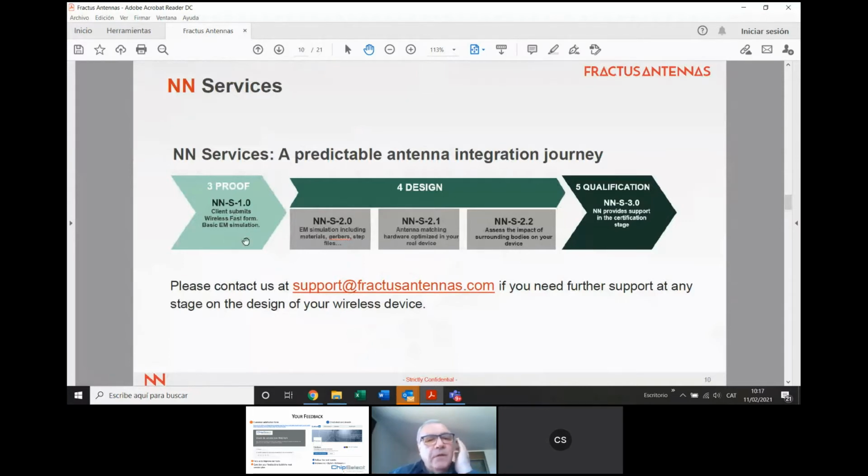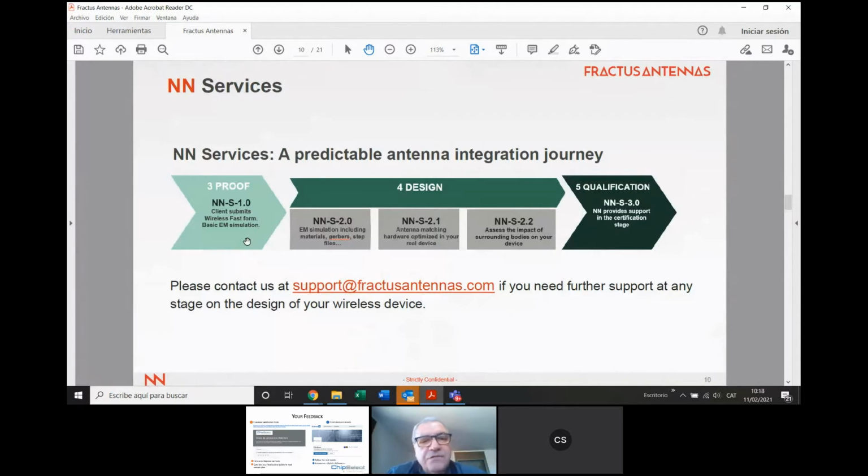The first part is a basic service where we are just making some design recommendations and some simulations on the customer PCB, with the antenna location and the antenna performance in a bare PCB. So a PCB without components, without any mechanical element, any cable, whatever. So this is a very basic service.